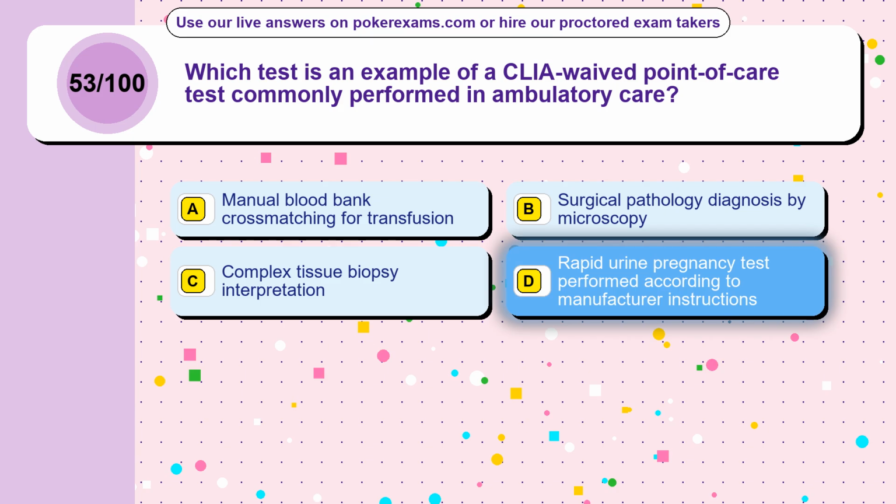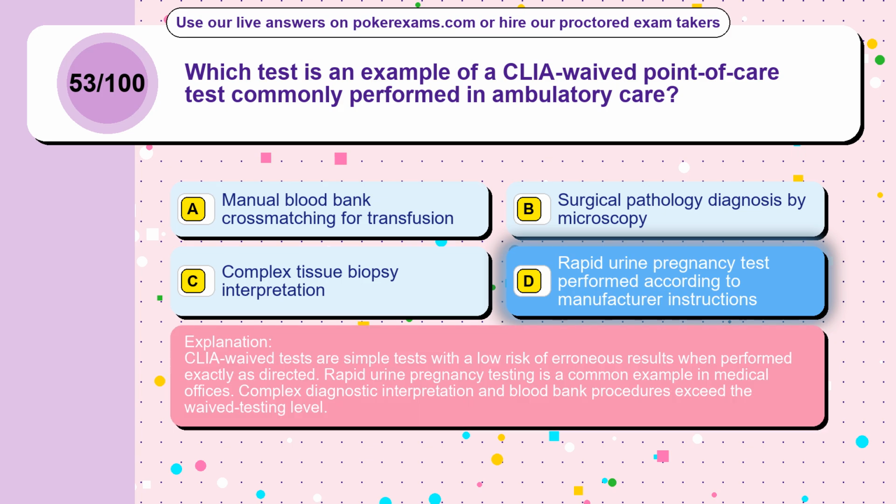Rapid urine pregnancy test performed according to manufacturer instructions. CLIA-waived tests are simple tests with a low risk of erroneous results when performed exactly as directed.